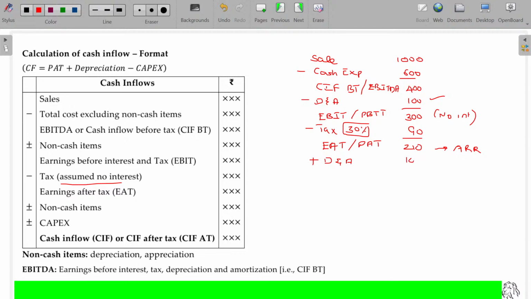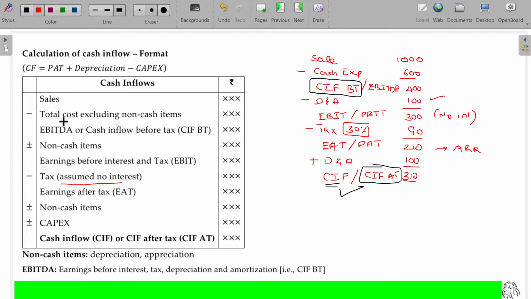This 100 rupees will be added back to get 310. This 310 is the cash inflow. Simply we can call this the cash inflow, or in detail cash inflow after tax. See, this is cash inflow before tax, this is cash inflow after tax. In the question nothing is stated, they have just given cash inflow. It means this is always representing only cash inflow after tax.